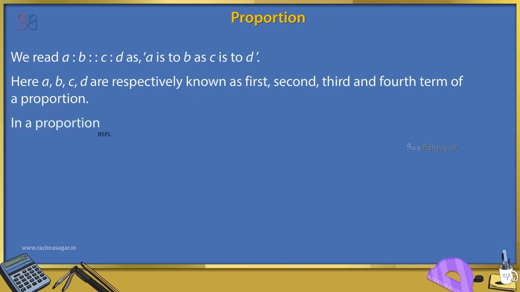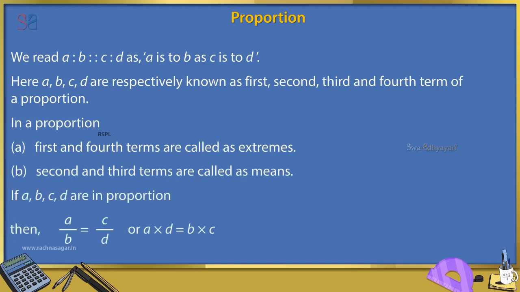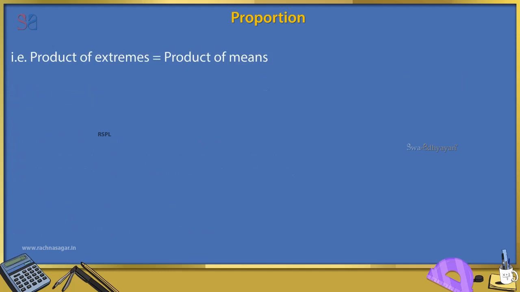In a proportion, first and fourth terms are called extremes. Second and third terms are called means. If A, B, C, D are in proportion, then A by B is equal to C by D, or A into D is equal to B into C. That is, product of extremes is equal to product of means, or A into D is equal to C into B.